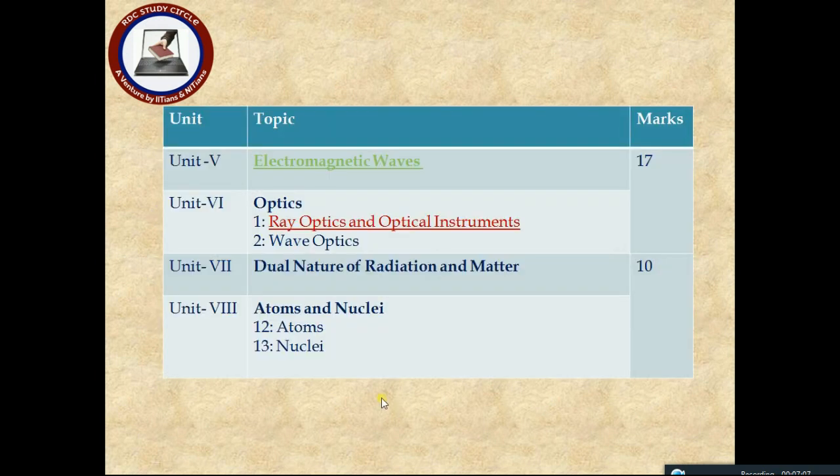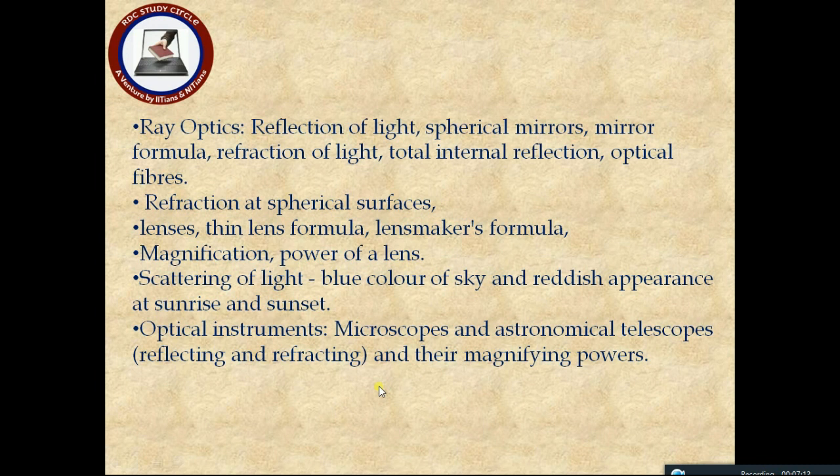And in optics, the first chapter is ray optics and optical instruments, which will cover ray optics, reflection of light, spherical mirrors like concave and convex mirrors, mirror formulas, total internal reflection, introduction to optical fibers, refraction at spherical surfaces, lenses, thin lens formula, lens maker's formula, magnification and power of a lens, scattering of light, the blue color of the sky and reddish appearance at sunset and sunrise, and optical instruments like the microscope and astronomical telescope and their magnifying powers.